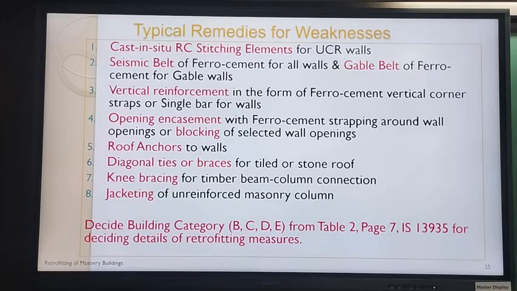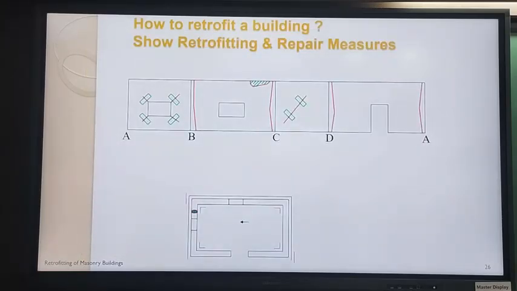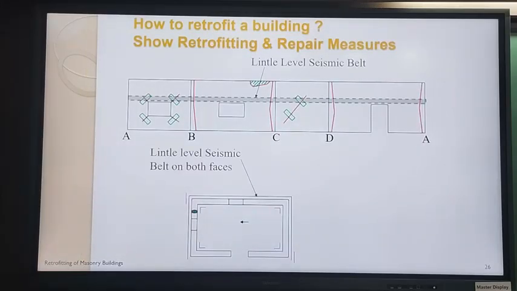All right. So anyway, this is basically the same list. And so first of all, we have to start with deciding which category the building is, B, C, D, and E, from table 2, page 7 of IS 13935. All right. So we'll come to that. Now, you had the same drawing, the fold out with that damage already repaired. Now we are adding the retrofitting elements.